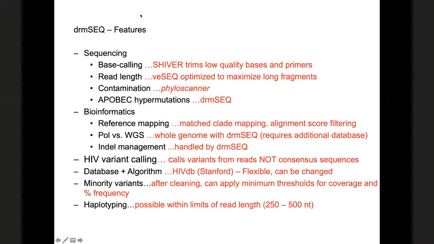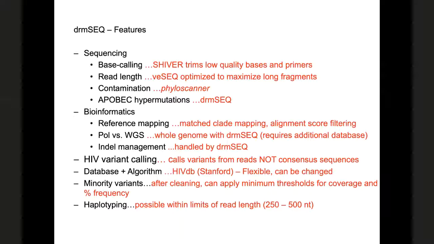So there's a review, I should have cited it, entitled the Winnipeg Consensus, on the important things to consider when inferring drug resistance from next generation sequence data. And I think we've just about answered all of the primary targets. At the sequencing level, it's important that you consider the quality of bases, read length, and the possibility of contamination. And Shiver and Filoscanner handle that upstream of DRM-seq.